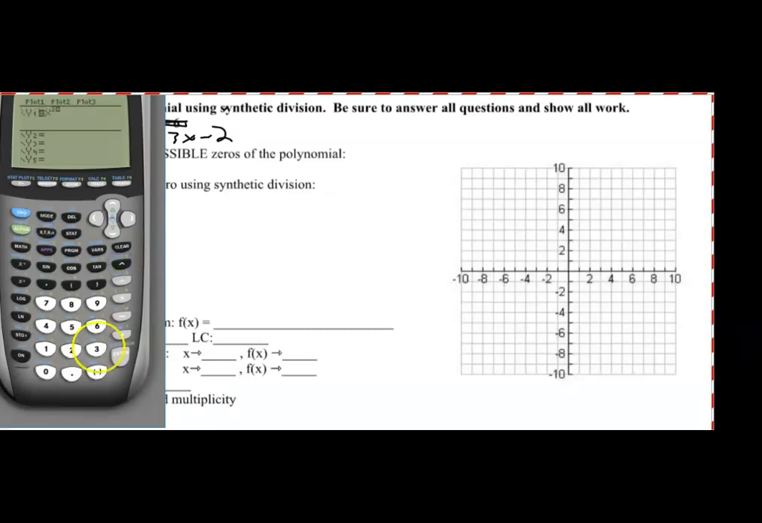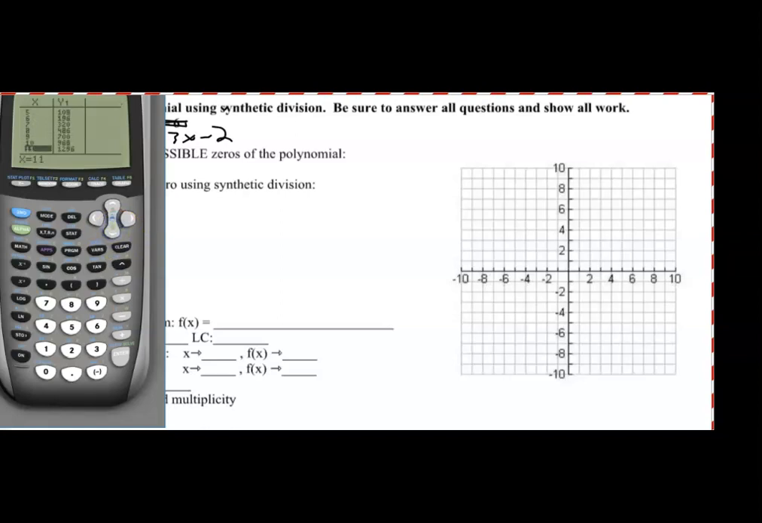X to the third power minus 3x. Hopefully you notice right there we skipped the x squared. So we're going to have a 0 somewhere in there. Minus 2. Let's graph it. Okay, simple cubic. Right? We can go to our table and find, let's see how many zeros we find. We find 1, 2, we find 2 of them.